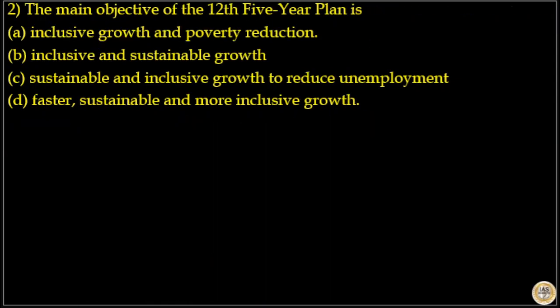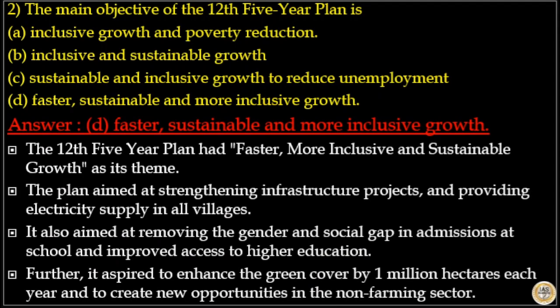Next is, the main objective of the 12th 5-year plan is, here the answer to this question is option D. Faster, sustainable and more inclusive growth. The 12th 5-year plan had faster, more inclusive and sustainable growth as its theme. The plan aimed at strengthening infrastructure projects and providing electricity supply in all villages. It also aimed at removing gender gap and social gap in admissions at schools and improved access to higher education. Further, it aspired to enhance the green cover by 1 million hectares each year and to create new opportunities in the non-farming sectors. So here the answer to this question is option D.